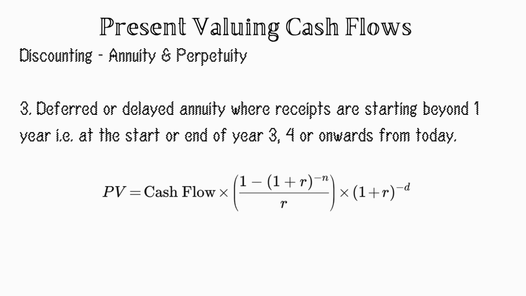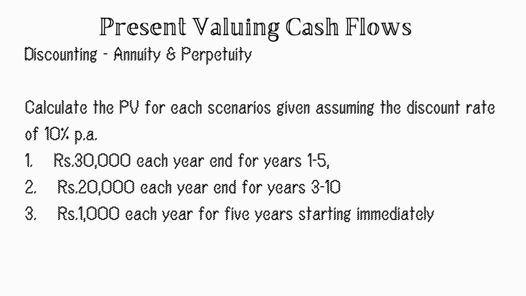And the third one is deferred or delayed annuity, where receipts are starting beyond 1 year, like at the start or end of year 3 or 4 or onwards from today. The deferred annuity formula is equal to cash flows into 1 minus 1 plus r raised to the power minus n divided by r, then multiplying it with the discount factor, like 1 plus r raised to the power minus d, and here d is the number of delayed years. Now pause here and calculate the present value for each scenario given.